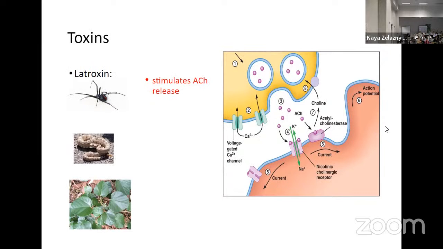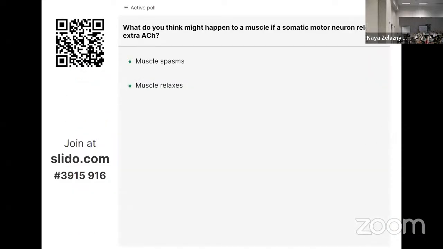So, oh, there's that name of that toxin, latroxin, which is in black widow spiders. So when they bite you, this is what happens. Okay, I want you to take a guess. What do you think is going to happen to a muscle if we have that motor neuron releasing extra acetylcholine? So take a second and think through the steps of what's happening here at the neuromuscular junction and try to predict what's going to happen on that muscle end.